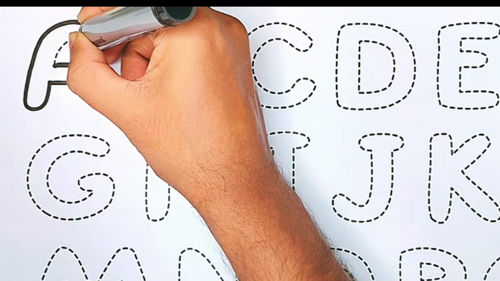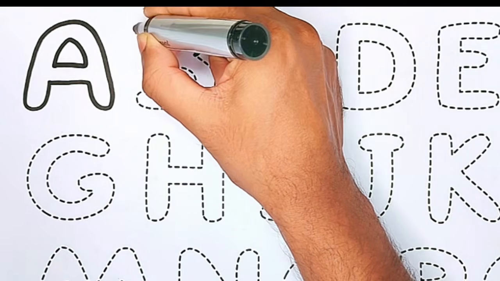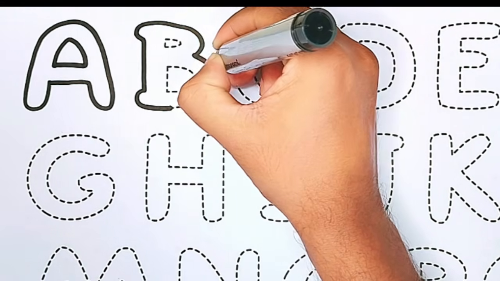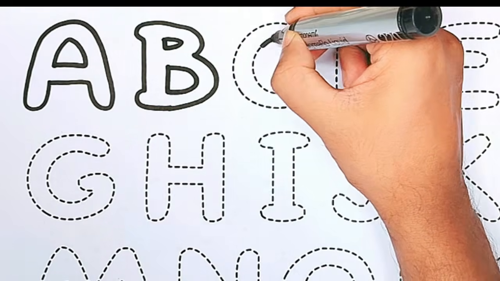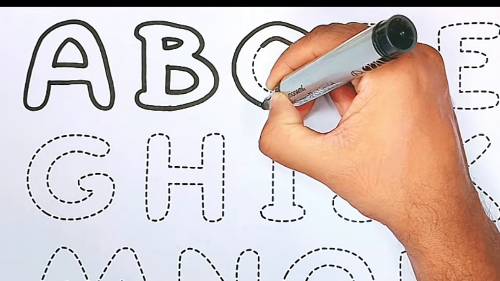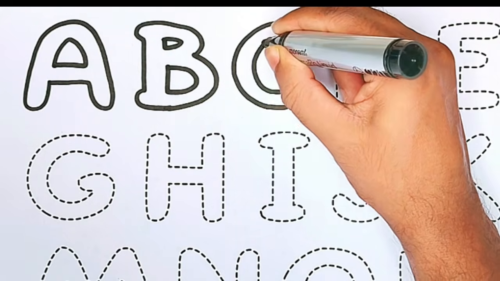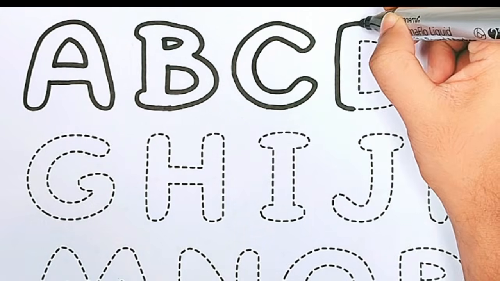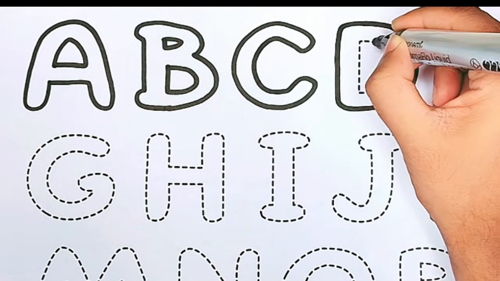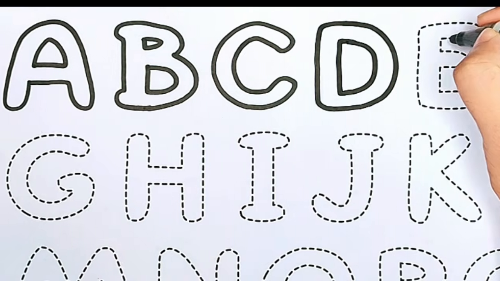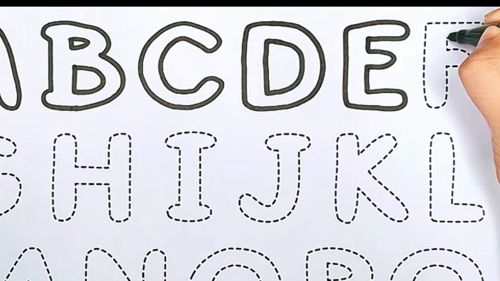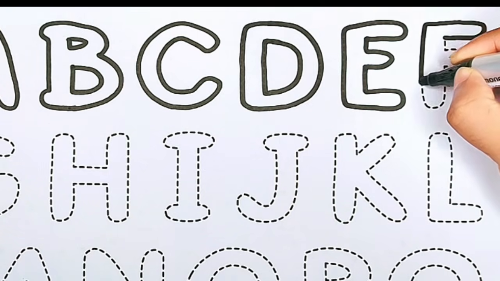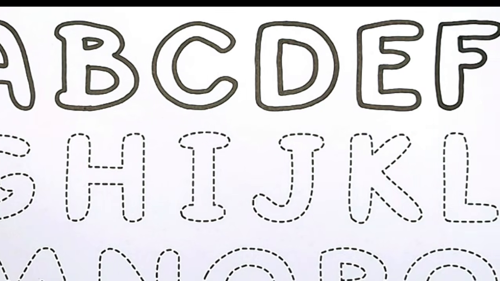A for ant. B for banana. C for carrot. D for dress. E for egg. F for fish.